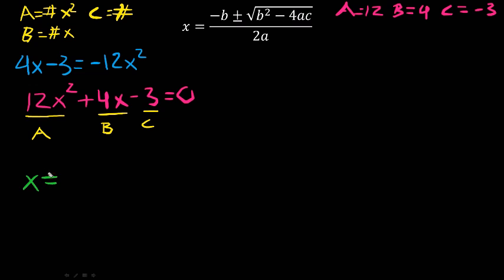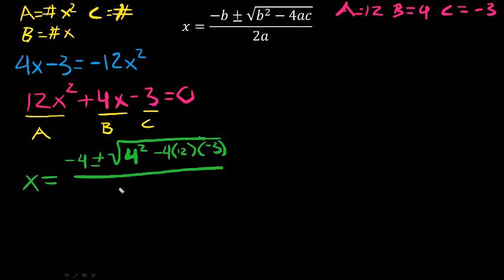So x equals negative b, so -4, plus or minus the square root of b squared, b is 4, so 4 squared, minus 4 times a, so times 12, times c, times -3, all over 2 times the a term, which is 12, so 2 times 12. So basically x equals all this, but we don't want to leave that as our answer.